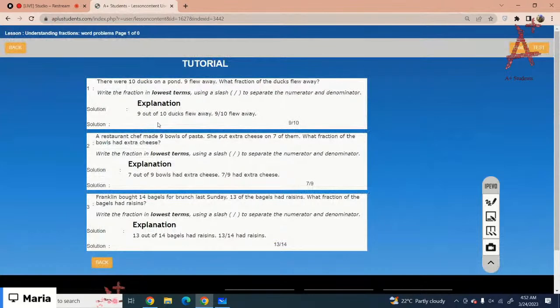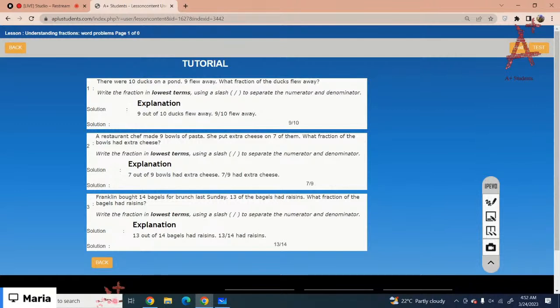Okay, there are 10 ducks on a pond. 9 flew away. What fraction of the ducks flew away? So you have to write down the word problem in the fractional form. The total ducks are 10, and out of the 10, 9 flew away. So it would be 9 over 10. Got it?